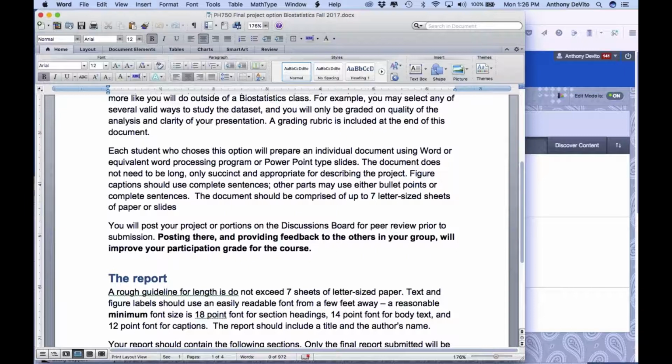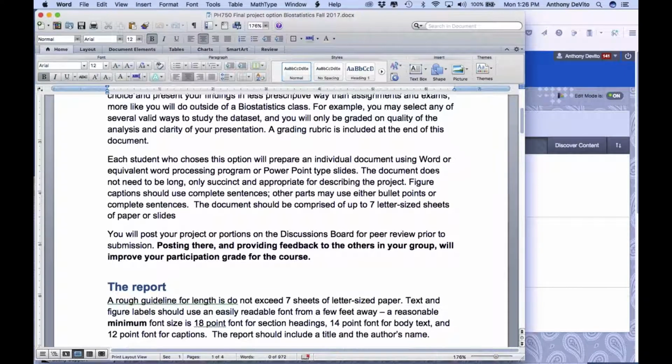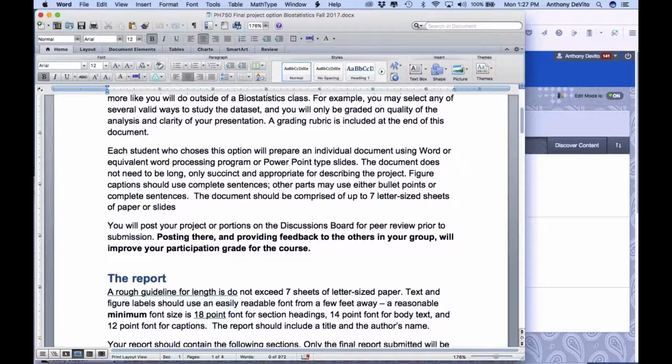So make the font, for instance, the header maybe 18 point or 24 point, and most of the text 14 or 16, so you could stand a couple of feet away and be able to read it. So when I say 7 pages, you're doing a lot. You're condensing a lot of information into that 7 pages. You're trying to be concise.